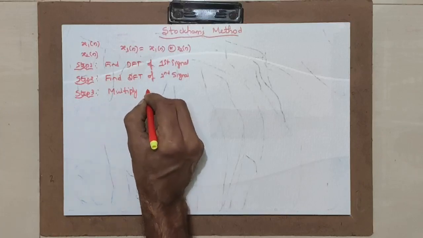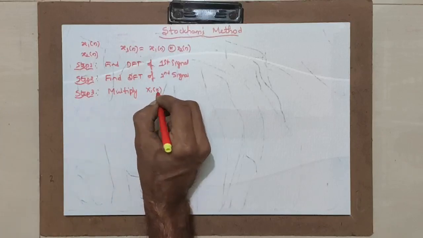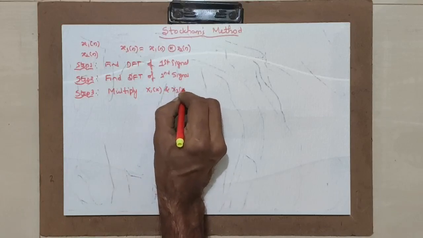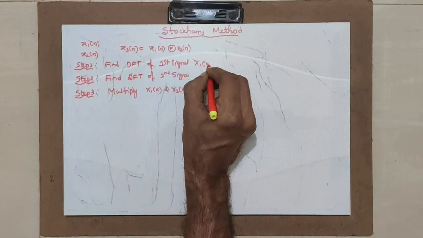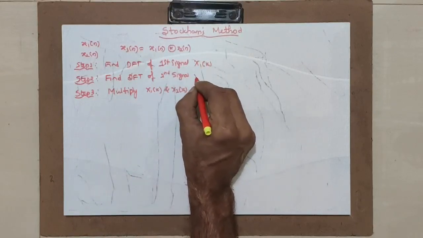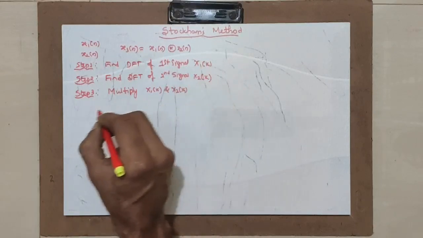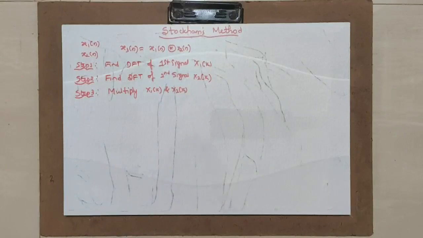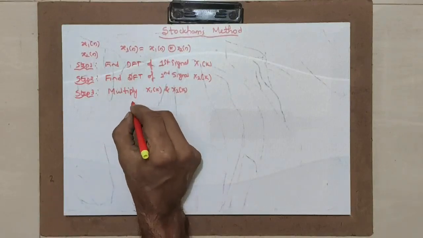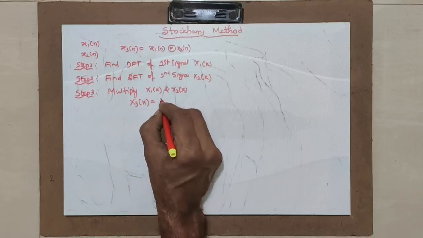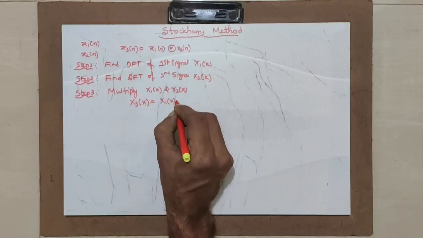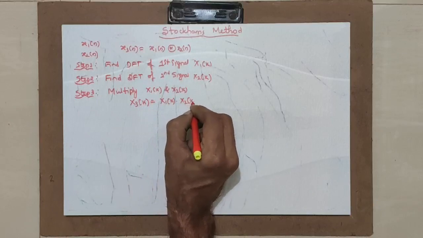Multiply x1k and x2k. That is, find DFT of first signal, this is x1k. Find DFT of second signal, that is x2k. I am multiplying both x1k and x2k so as to find x3k. What is x3k? DFT of the third signal output. x1k multiplied by x2k.